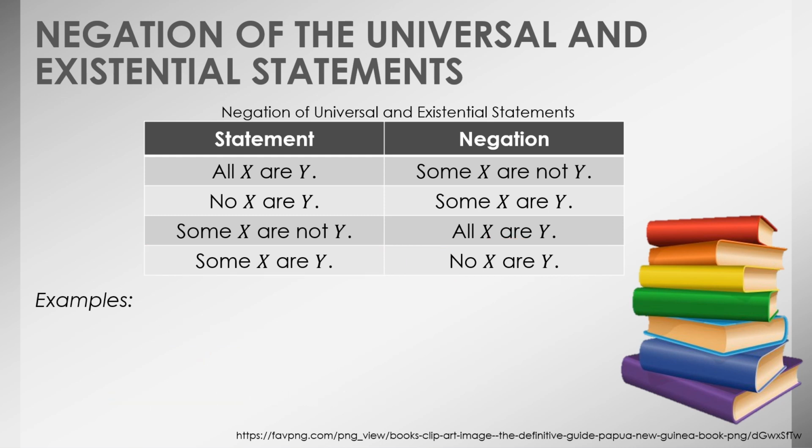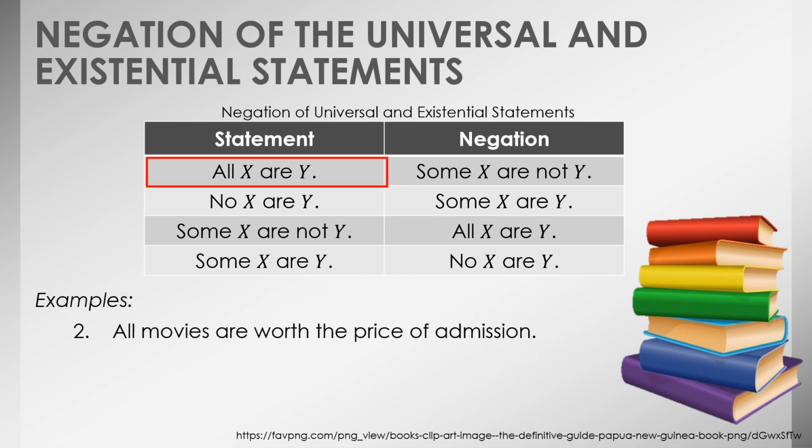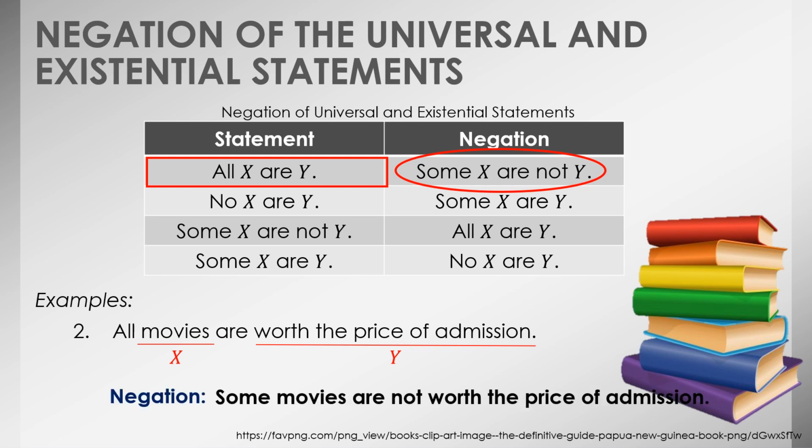Secondly, the statement is given by this. Notice that it is of the same pattern as the first statement. Thus, the negation can be formulated by following this. Also, note that in this statement, our x is the word movies while our y is the phrase worth the price of admission. Hence, the negation is given by this. Some movies are not worth the price of admission.